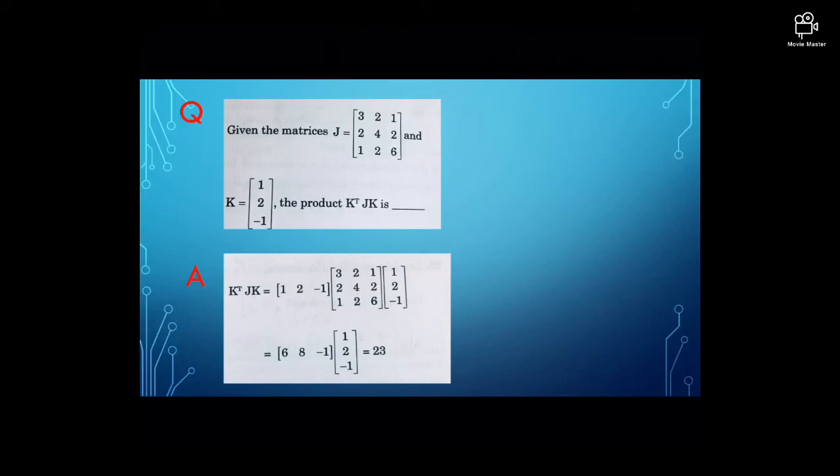So this was a 1 mark question, a numerical question, which was asked in 2014.